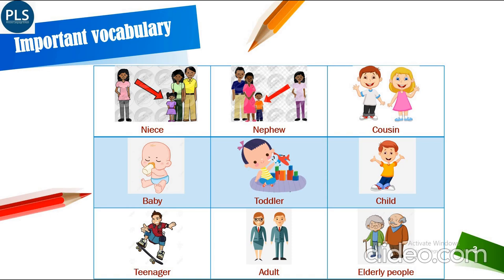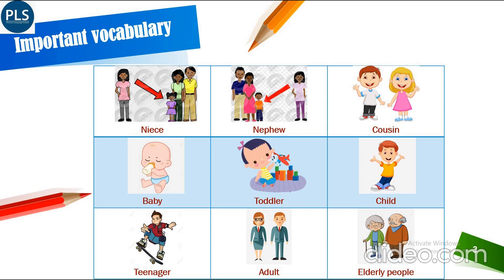Next word, cousin. Cousin. And as we said before, cousin is the son or daughter of my uncle or aunt. Next word, baby. Baby is a little newborn baby. Then we have toddler.